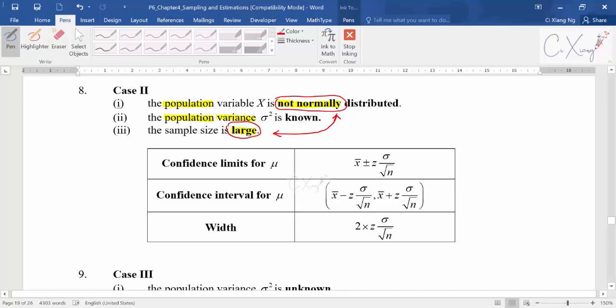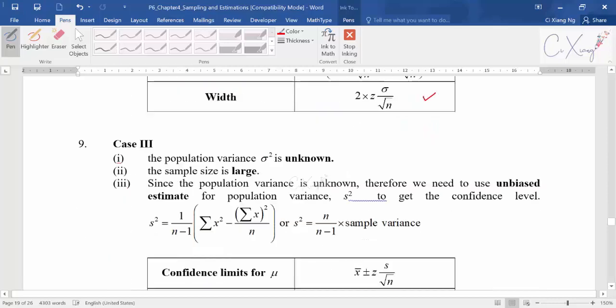Generally, all the formulas are still the same as in case number 1. You just need to make sure that you know the criteria. So case number 2 and case number 1 are more or less the same. Then if we continue further, case number 3.